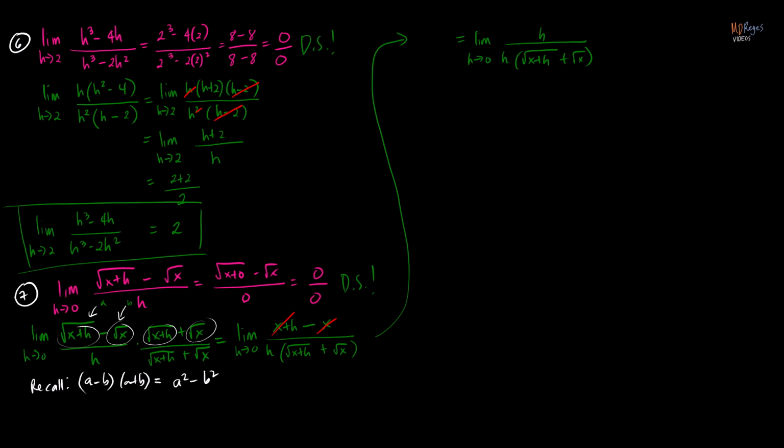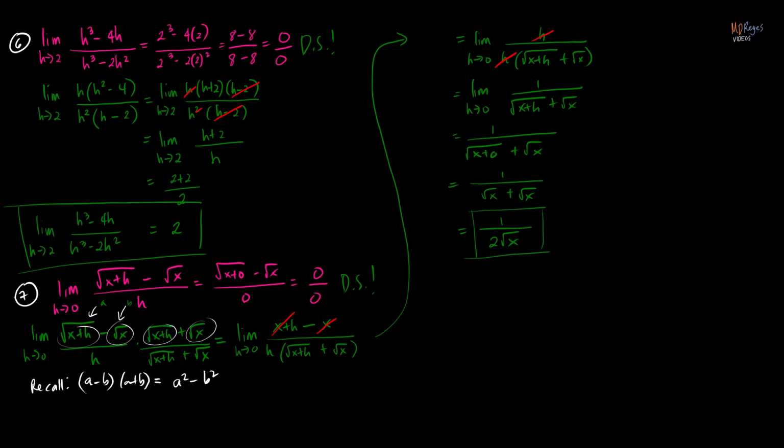Simplifying further, we divide h by itself. Alright, so now we have the limit of 1 over square root of x plus h plus square root of x as h approaches 0. Okay, now re-evaluating the limit by substituting 0 for h, we get 1 over square root of x plus 0 plus square root of x. We'll be getting 1 over the square root of x plus itself. And square root of x plus square root of x is 2 square root of x. So this is our answer, the limit of the given function.